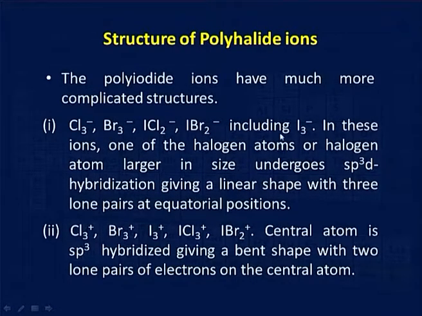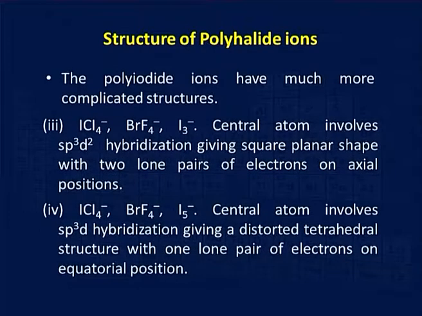The polyhalide ions have much more complicated structures, like trichloride ion, tribromide ion, iodine dichloride ion, iodine dibromide ion, including triiodide ion. In these ions, the larger halogen atom undergoes sp3d hybridization, giving a linear shape, and this linear shape is associated with 3 lone pairs of electrons at the equatorial position. Trichloro positive ion, tribromo positive ion, triiodo positive ion and iodine trichloride positive ion: here the central atom is sp3 hybridized, giving a bent shape with 2 lone pairs of electrons on the central atom.